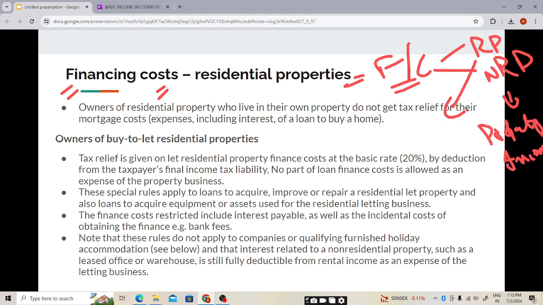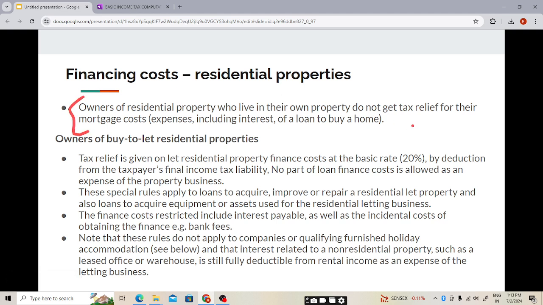When coming to residential property, we have special rules. As mentioned by me, the tax relief will be claimed in the same way as we claimed the tax relief for the person receiving the personal allowances under the marriage allowance rules. So we will be studying further in this slide. Now, the first point: owners of residential property who live in their own property, meaning the owner himself is using his own property, do not get tax relief for their mortgage cost.